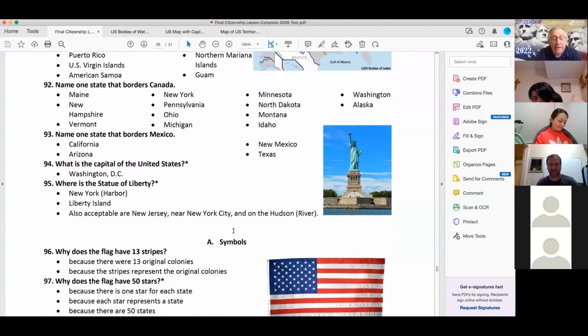Now, on the Mexican border, question 93 is, name one state that borders Mexico. And there are 4 choices. California, and since most of you are in California, that's the easy one to remember. But Arizona, New Mexico, and Texas are the other choices. Now, in our country, we have only one national capital where our federal government resides, and that is Washington, D.C. So when they ask you what is the capital of the whole United States, the answer is Washington, D.C.